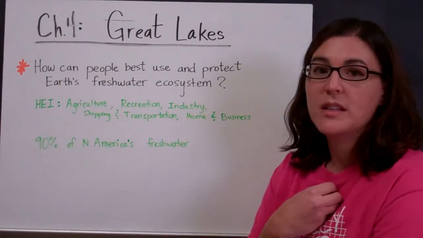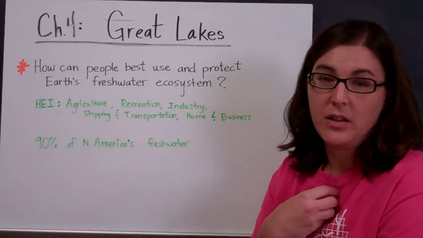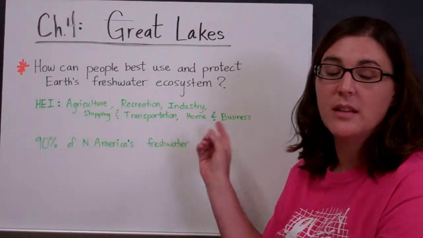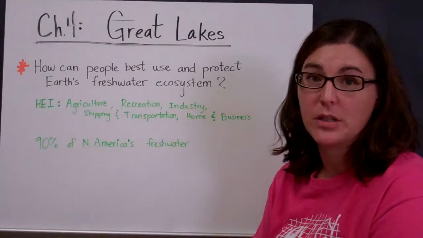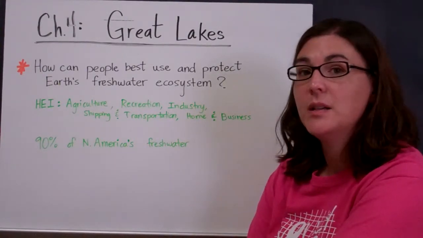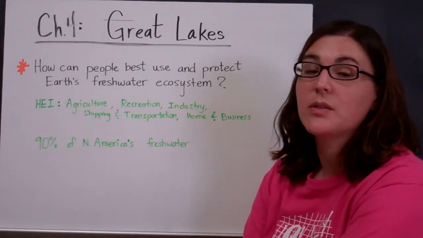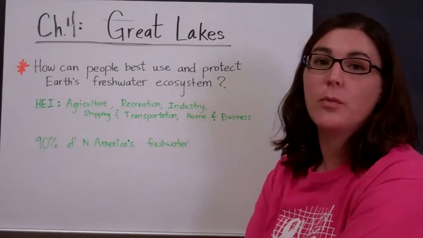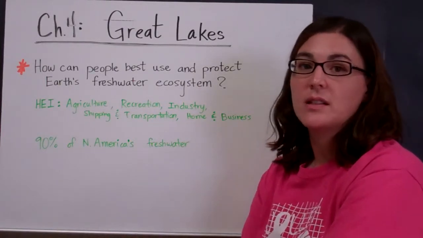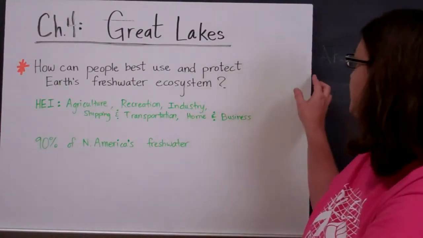The ways that humans have been impacting the environment in the Great Lakes region were those five areas that were in the graphic organizer at the beginning of the chapter. And then remember from our quiz that 90% of North America's fresh water does come from the Great Lakes. So this particular region is especially important to those of us living in Canada and the United States.